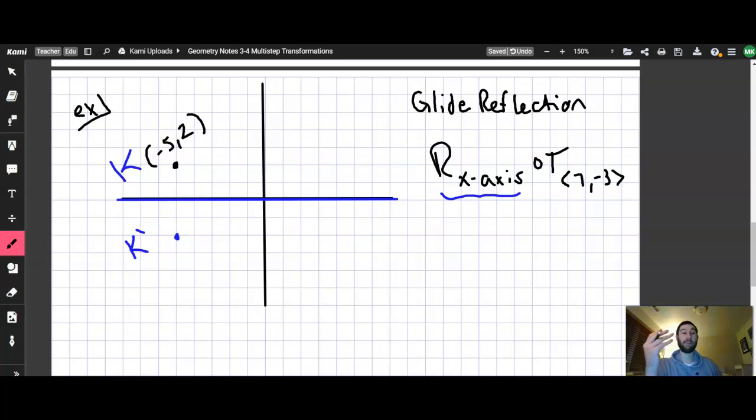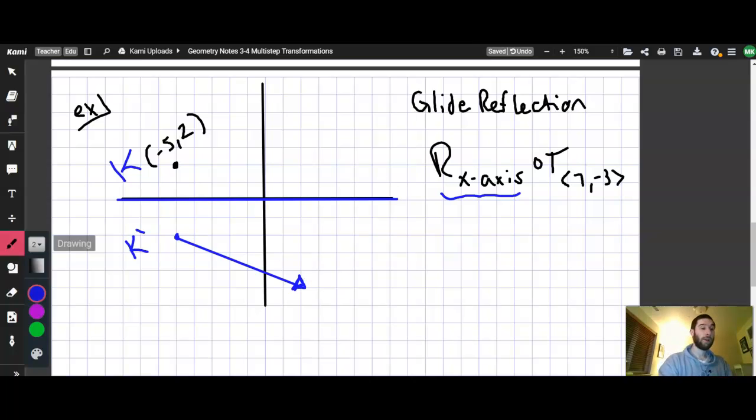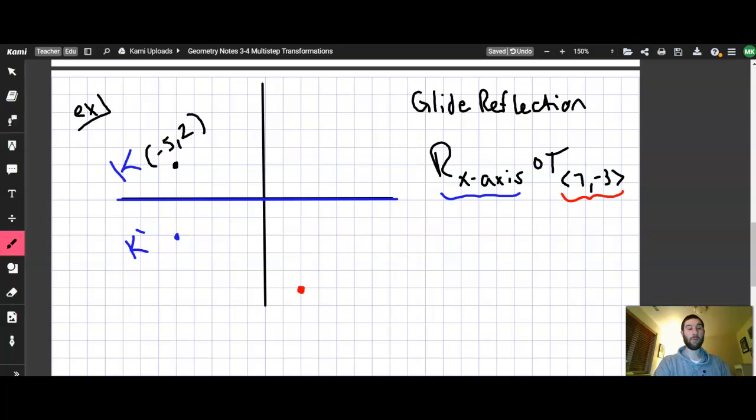And so our new point is K prime. Now we want to translate that 7 to the right and down 3. And so we're going to go ahead and take this and go 1, 2, 3, 4, 5, 6, 7 to the right and down 3. And so that's going to be our vector. Remember, vectors are represented by arrows. And I'm going to go ahead and draw this new point in red for that transformation there. And here is our final point, K double prime.